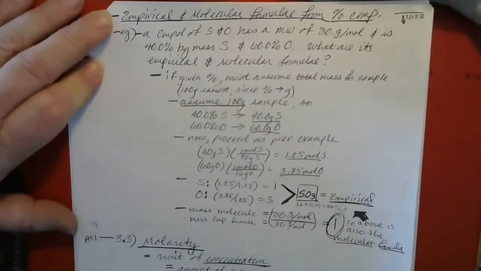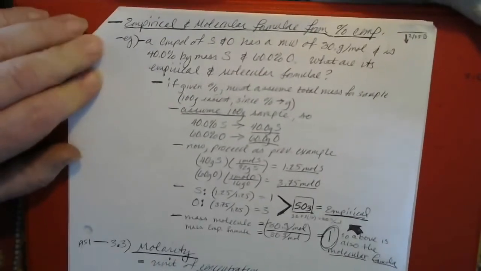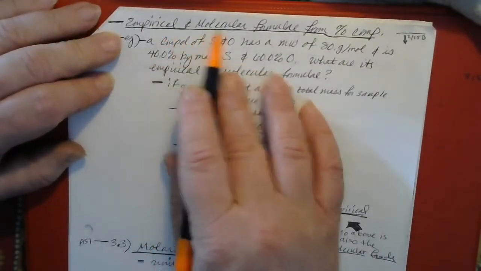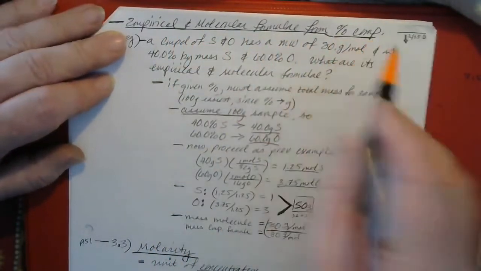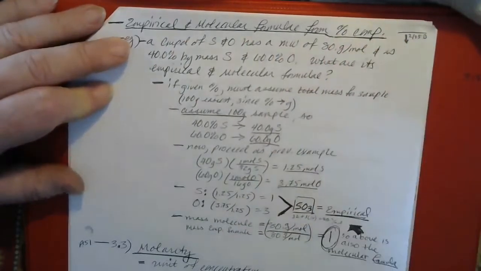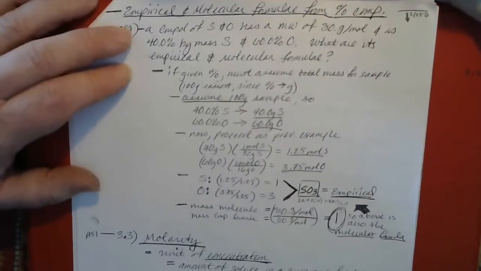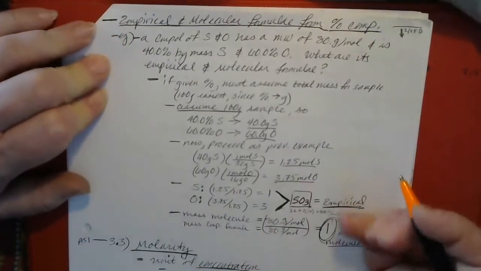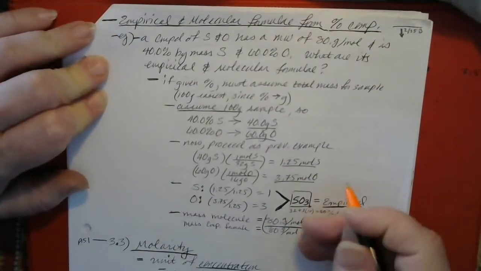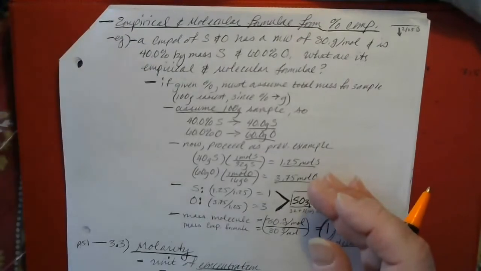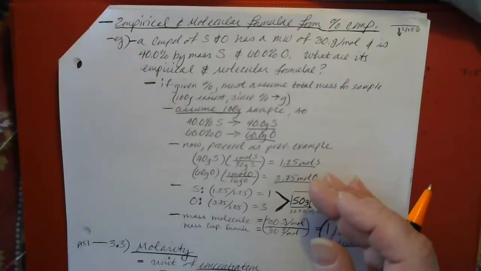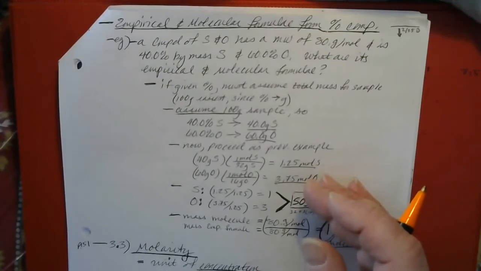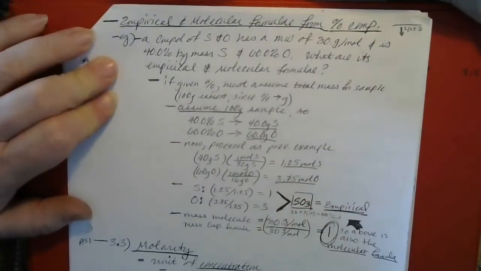All right, we're back now and moving on to finding empirical and molecular formulas from percent composition. Very often, chemical analyses of various types will, instead of actual masses, give you data that will allow you to find the percent composition of a compound. And so this kind of ties into where we started in this section of the chapter.